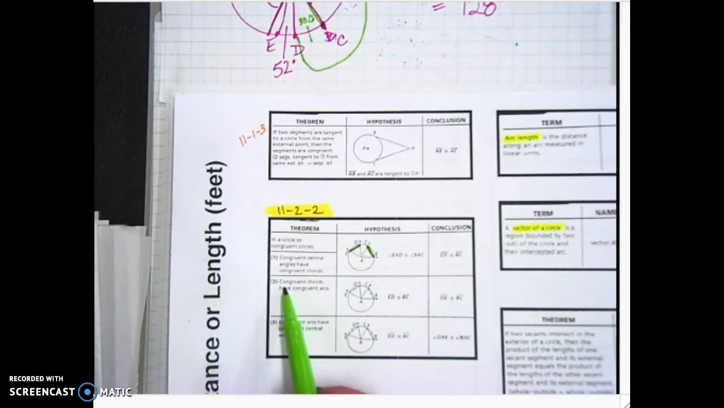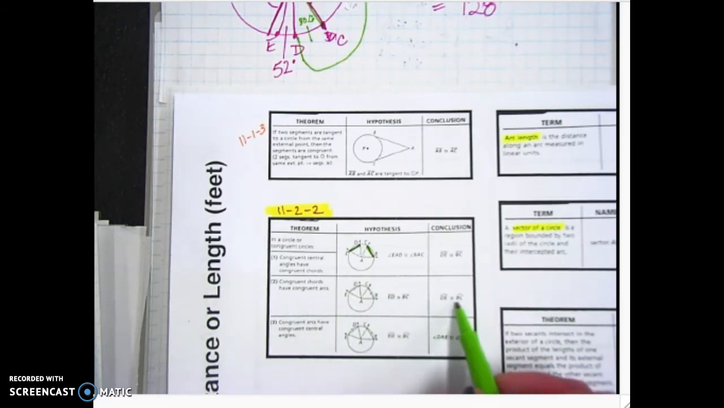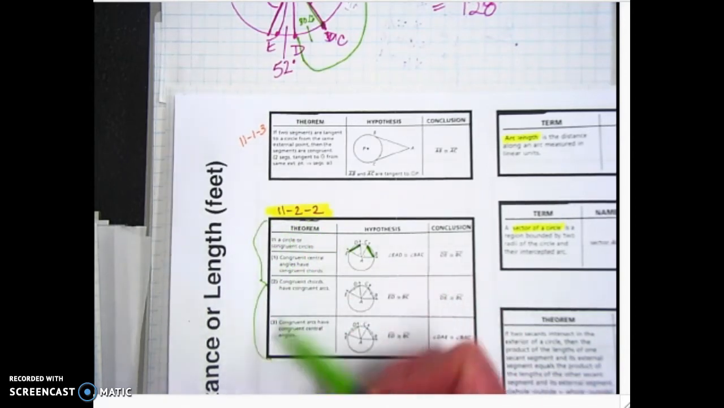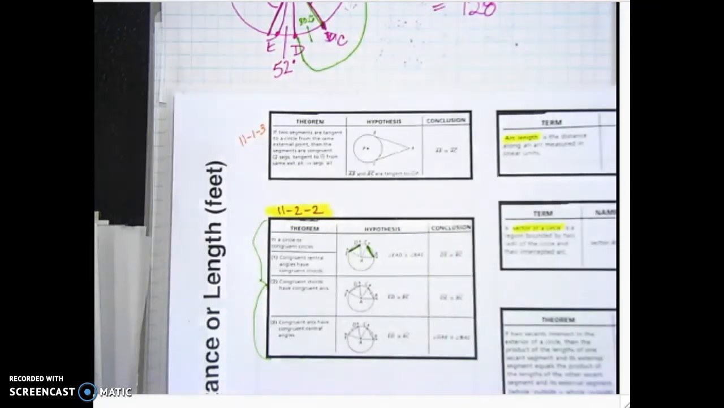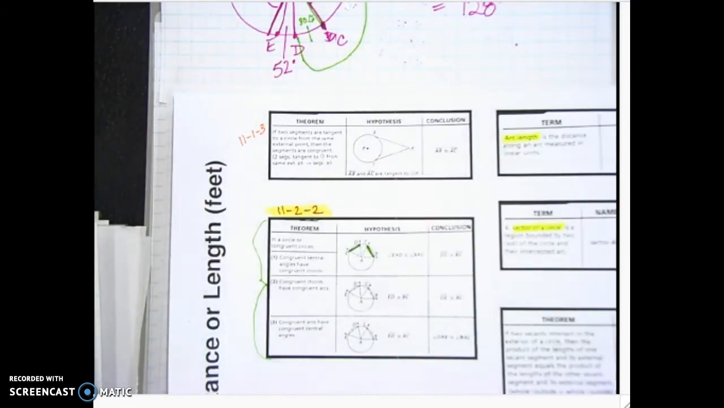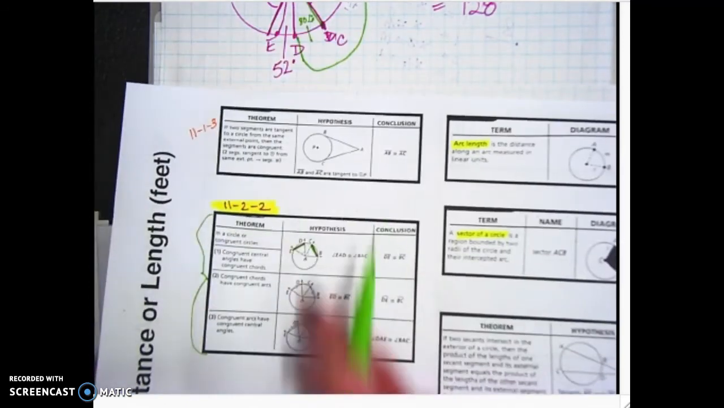The second one says that congruent chords have congruent arcs. So if the chords are congruent, then the arcs are going to be congruent as well. All three of these are related. That's why they're kind of grouped together. And then the third one says that congruent arcs have congruent central angles. So then if the arcs are congruent, then the angles are congruent, which is basically the converse of what the first one said. Okay? So in your little theorem box, we're going to draw these three guys.